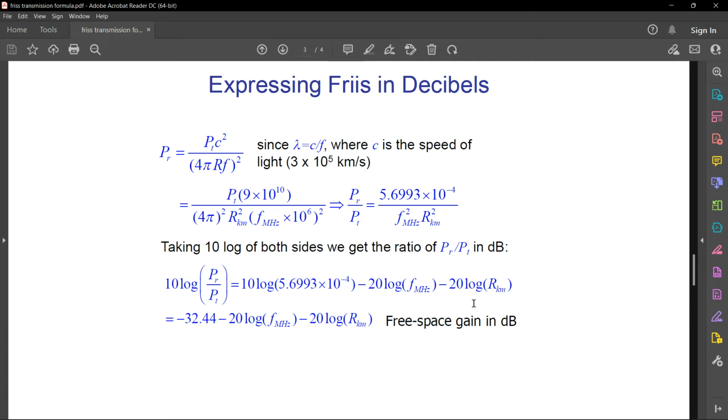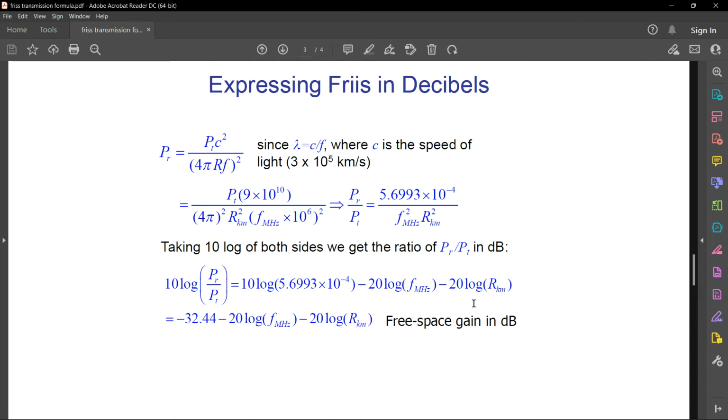So the ratio of power received to power transmitted is given as PR by PT is equal to 5.6993 into 10 to the power minus 4 divided by F in megahertz square into R in kilometer square. Taking log on both sides, we get 10 log PR by PT is equal to 10 log (5.6993 into 10 to the power minus 4) minus, so the denominators in logarithm will come in subtraction, so minus 20 log F in megahertz minus 20 log R in kilometer.